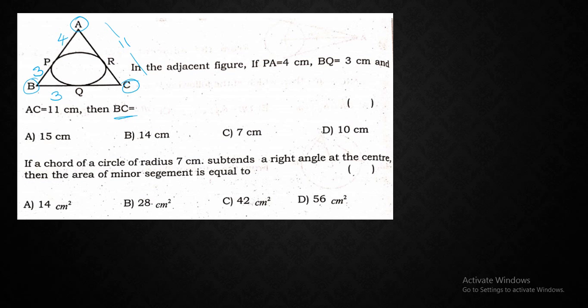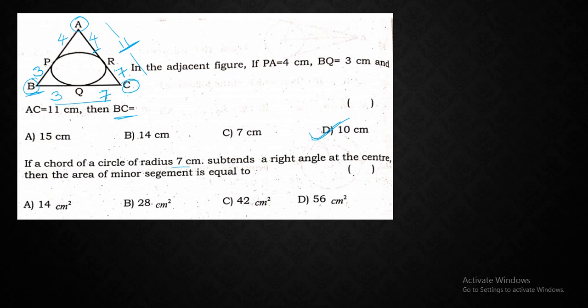So if BQ is equal to 3, then BP is also equal to 3. If PA is equal to 4, then AR is also equal to 4. If this is 4, and this total length is 11, that means RC is equal to 7. If CR is equal to 7, then CQ is also equal to 7. So what do I need? BC. So 7 plus 3, 10. So the answer is 10 centimeters.